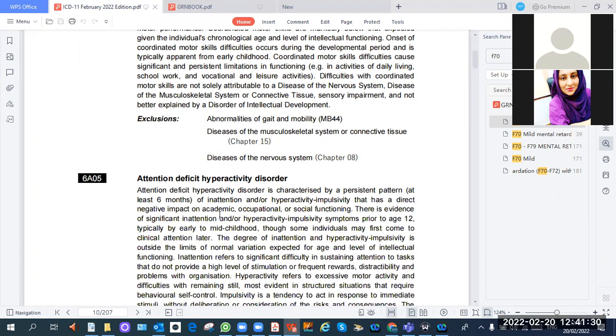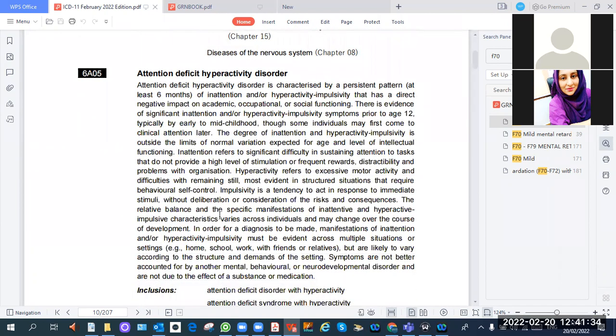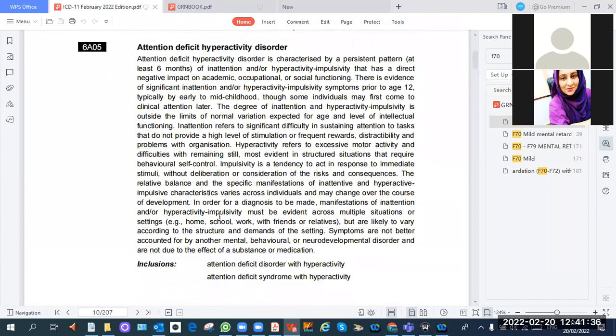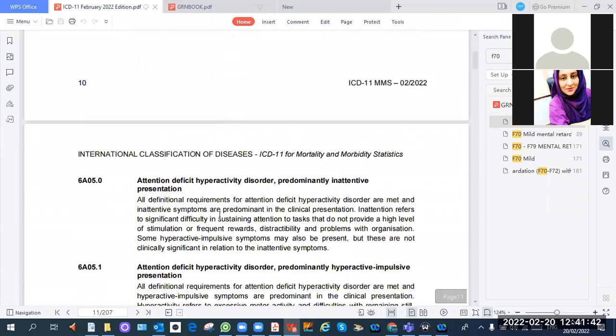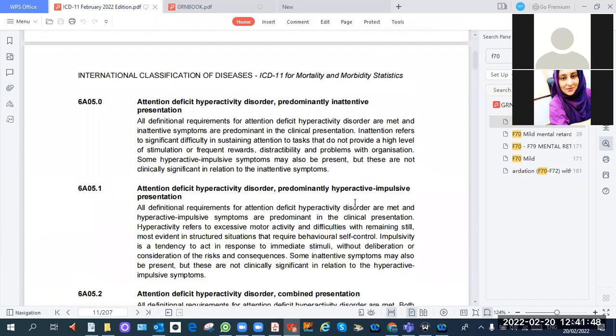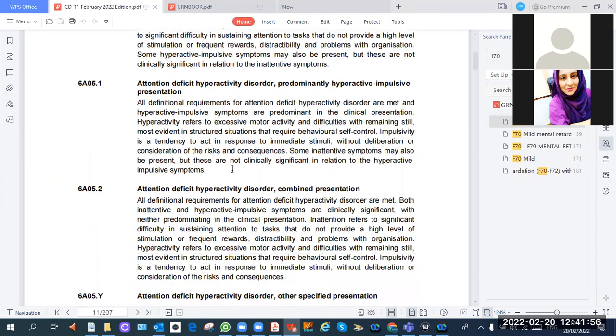Now, ADHD, attention deficit hyperactivity disorder, 6A05. Again, it was hyperkinetic disorder in ICD-10. Now it is ADHD. The rest is the same: ADHD predominantly inattentive or predominantly hyperactive impulsive. Hyperactive and impulsive are now one domain, and inattentive is the other domain, or combined.